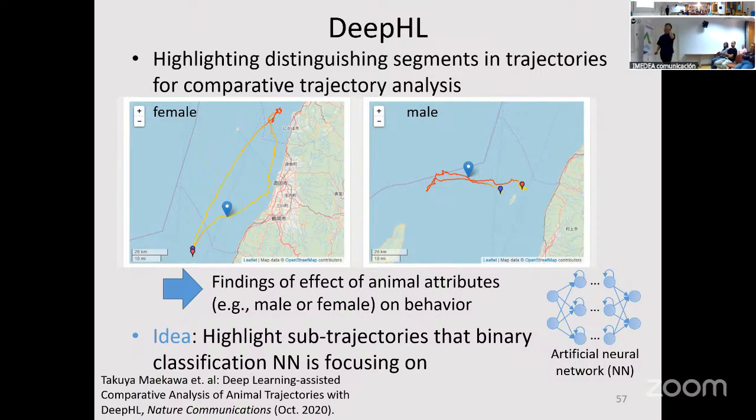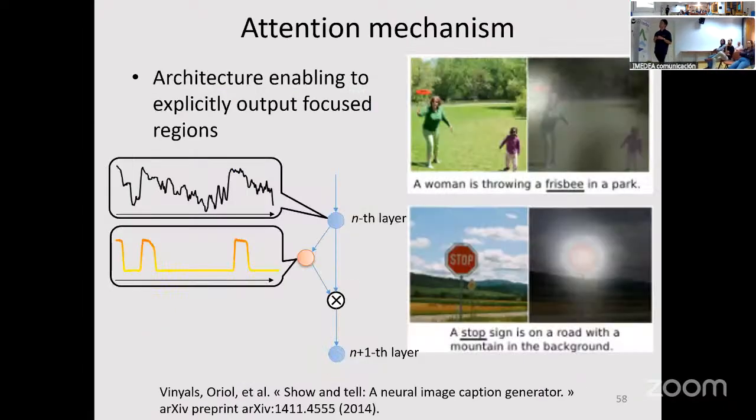And so our idea is that a neural network trained to classify input trajectories into, in this case, female or male class, learns the characteristics, the behavior, of each class. So by analyzing the inside of the neural network, we can achieve this kind of visualization. And in this study, we focus on the attention mechanism.